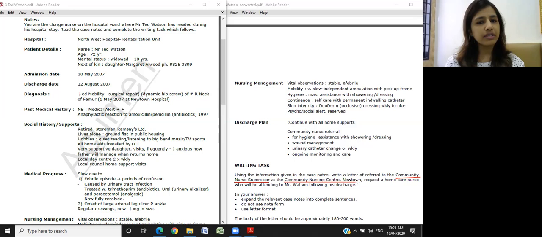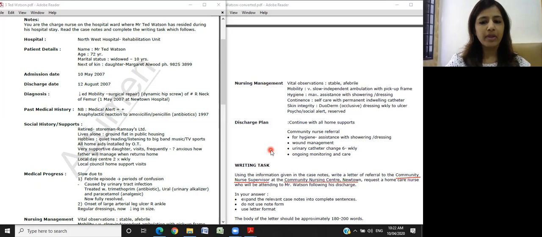So you know that the nurse supervisor working in the community health center may not herself or himself be responsible to actually go to the patient's home and provide care, because they are the supervisor. So they may be responsible for delegating the job. They may be responsible for arranging the staff, okay? But not they themselves will be going and taking care of the patient.